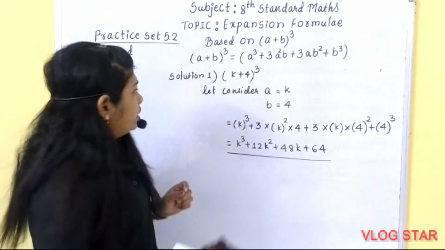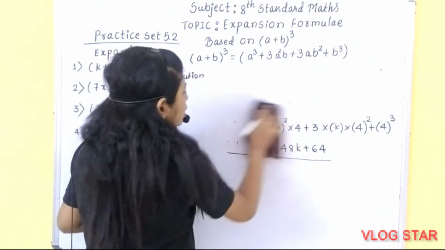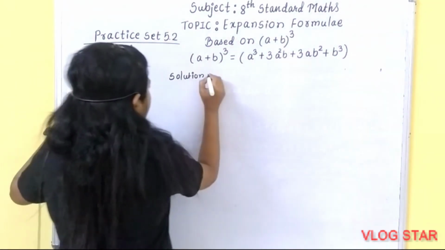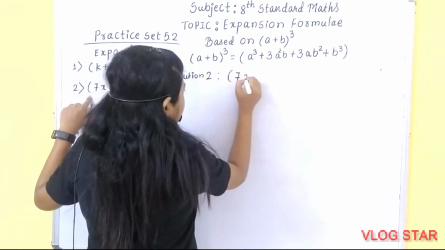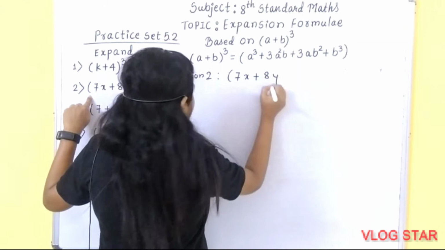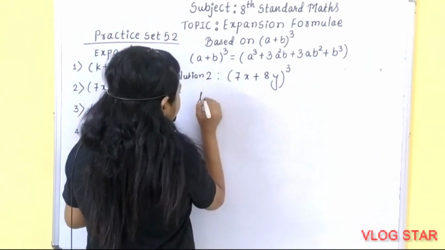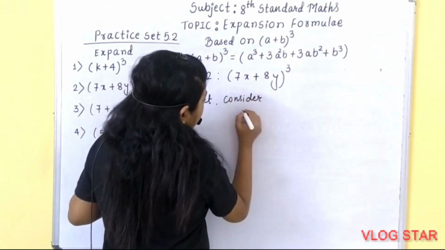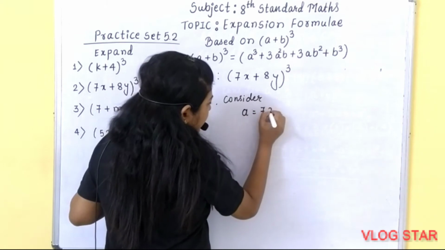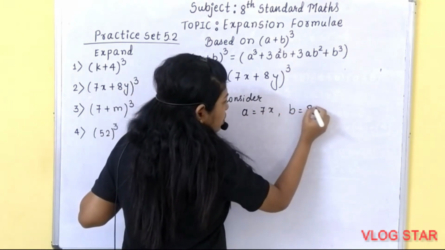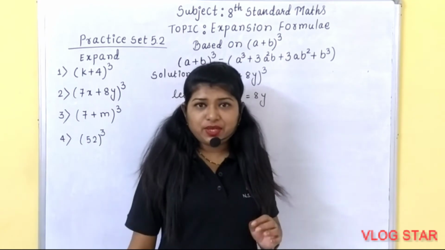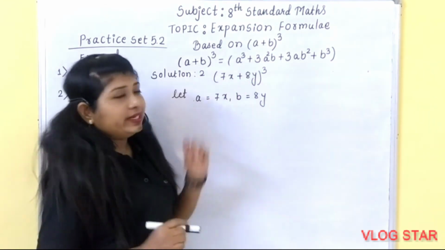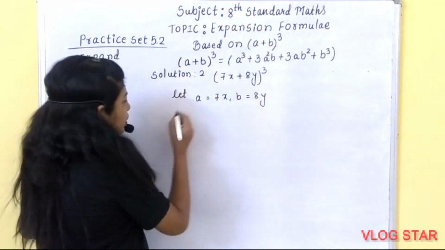Now you need to try solution number 2. So let's begin with solution number 2. What is given? (7x + 8y) whole cube. Let us consider a is equal to 7x and b is equal to 8y. Now we need to substitute a is equal to 7x and b is equal to 8y inside the standard result. Am I right?